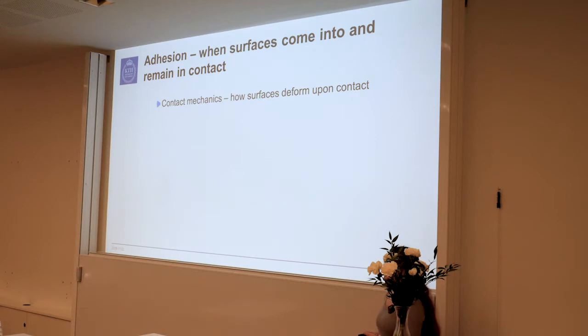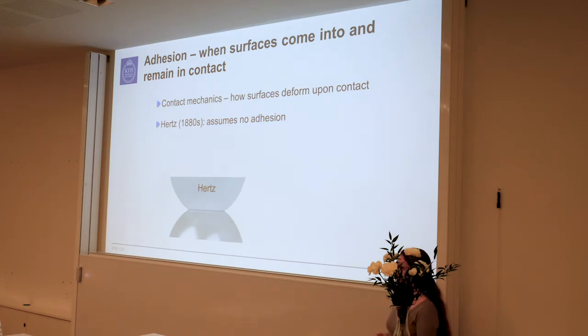One way of evaluating adhesion is to look at the contact mechanics, which is to evaluate how the surfaces deform when they come into contact. A very early model to look at this was developed by Hertz in the late 1800s. In this model, however, the surfaces just deform due to the pressure they exert on each other. There is no adhesion incorporated in this model.